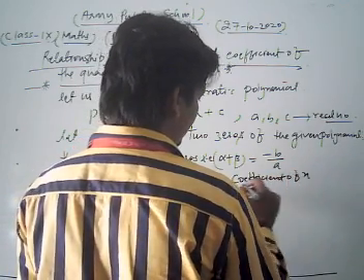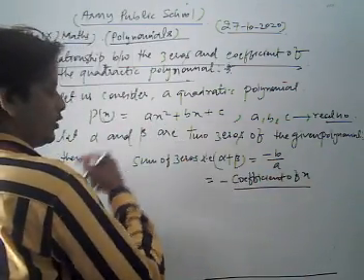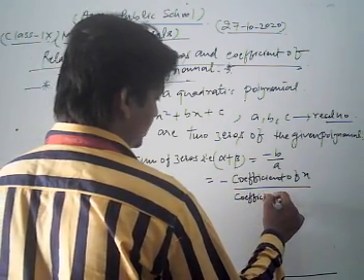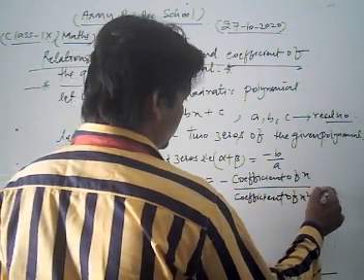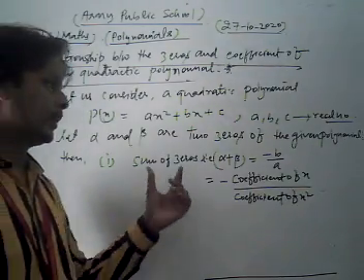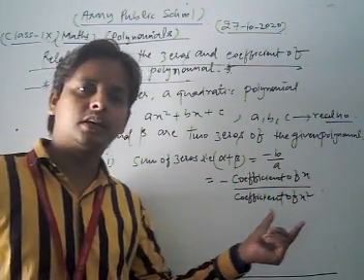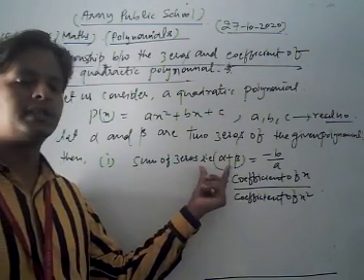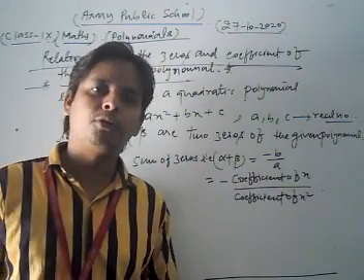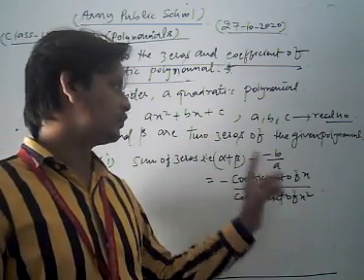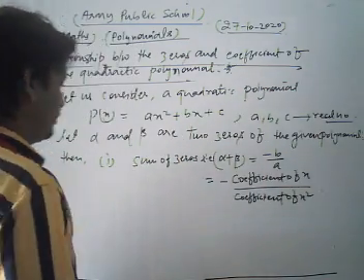Coefficient of x upon a is what? Coefficient of x square. Okay, understand? This is the first relation between the zeros and the coefficients of the quadratic polynomial, means sum of zeros means alpha plus beta is equal to what? Minus b upon a. Here b is what? Coefficient of x, and a is what? Coefficient of x square.